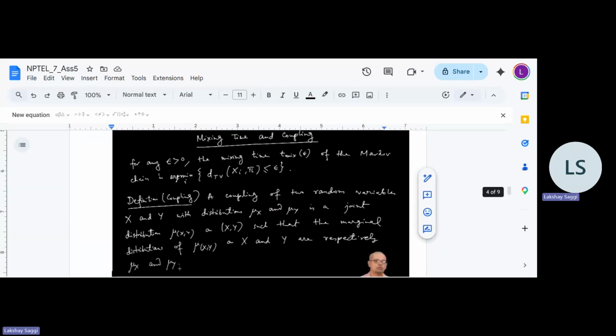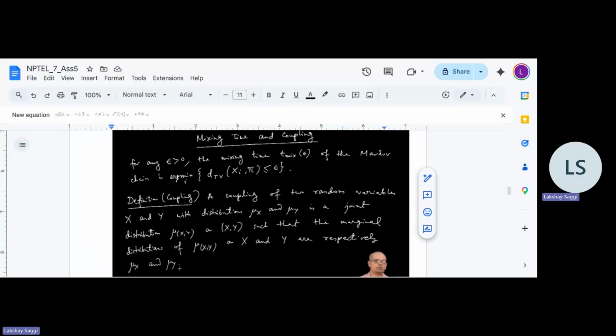And then what's mixing time and coupling? The mixing time we already described informally: the Markov chain should be epsilon close to the stationary distribution pi. So how do we measure this epsilon closeness? It is usually measured in terms of total variation distance.